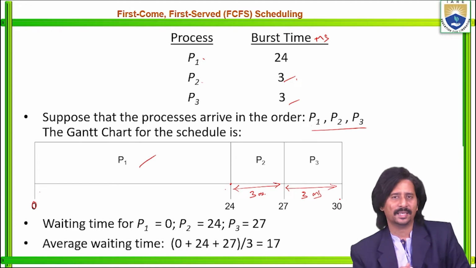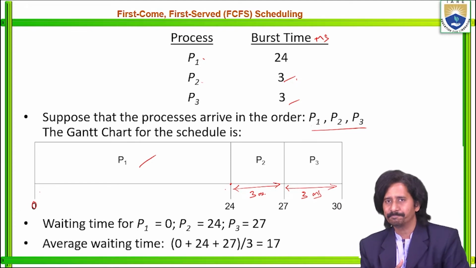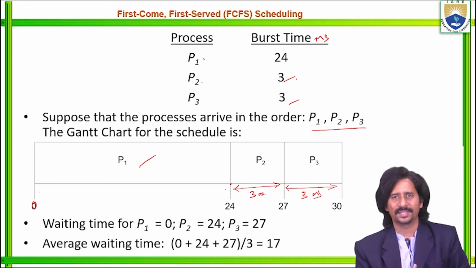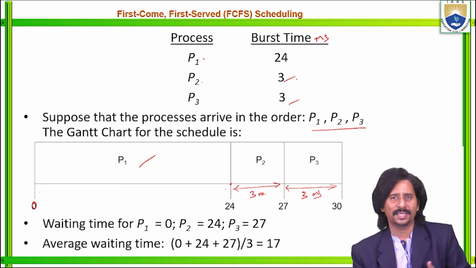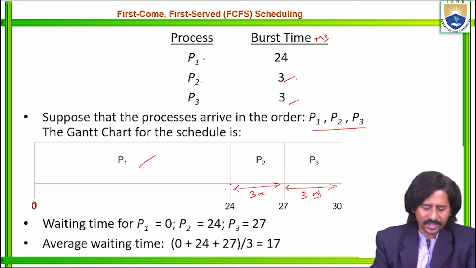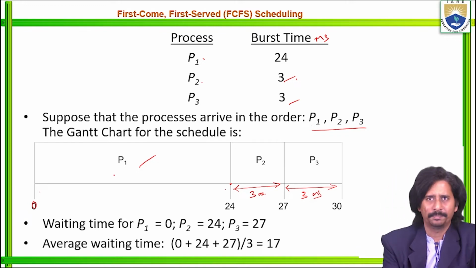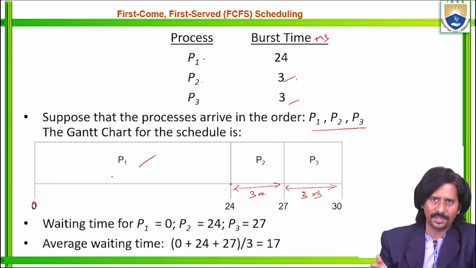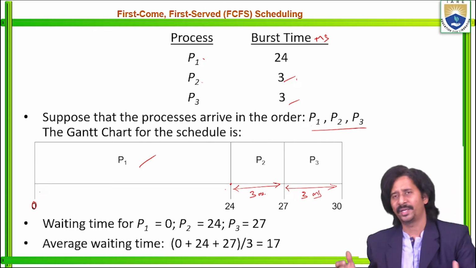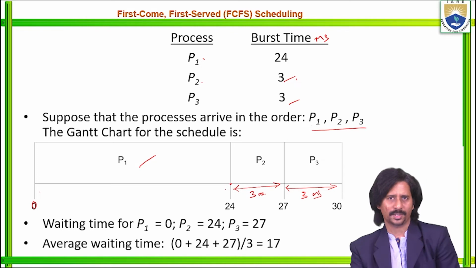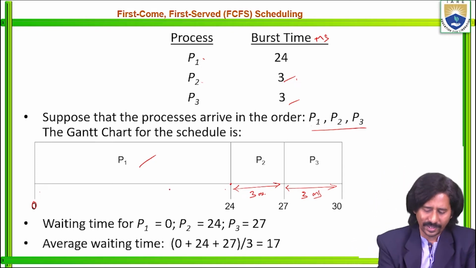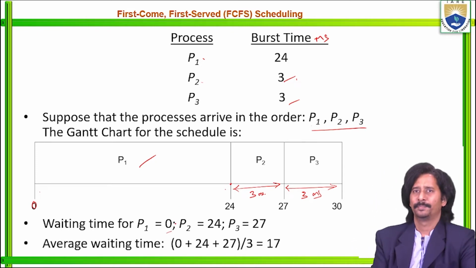Now here we need to calculate the average waiting time. So we know the waiting time for each and every process. See, initially there is no waiting time, right? Because on a first come first serve basis, initially the process P1 entered into the queue, so automatically the processor executes that particular process. So the waiting time for P1 is 0 milliseconds.